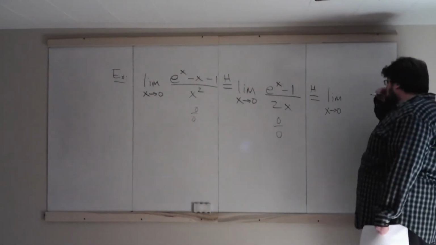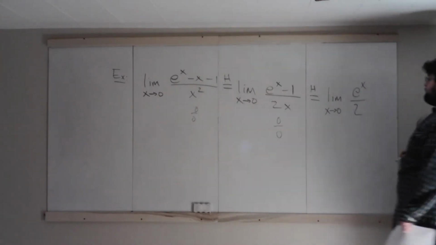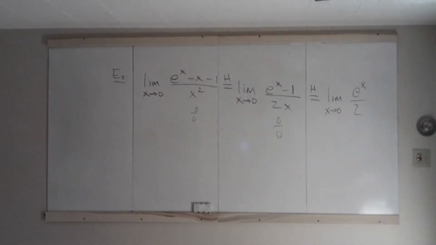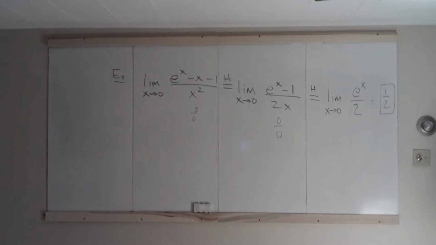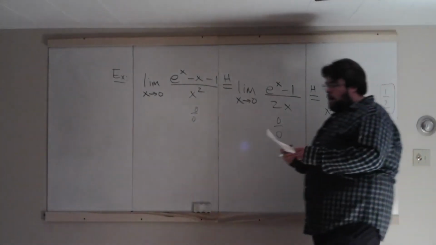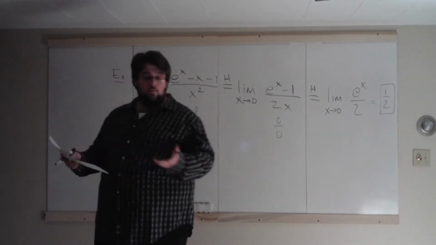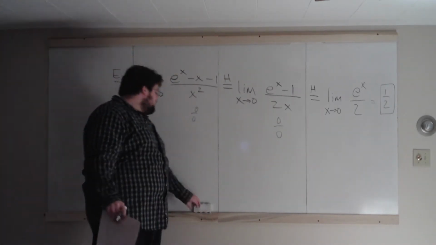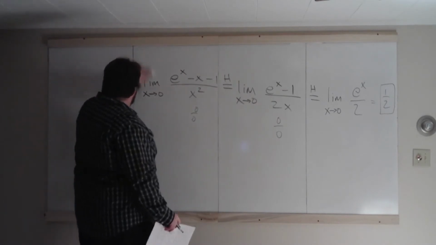The limit as x goes to 0. The derivative of the top is e to the x. The derivative of the bottom is 2. So now, again, we hope we can substitute. In this case, we can, and we just get 1/2. So you could apply L'Hopital's rule more than once to the same original problem. You could apply it like 6 or 7 times if you have to.